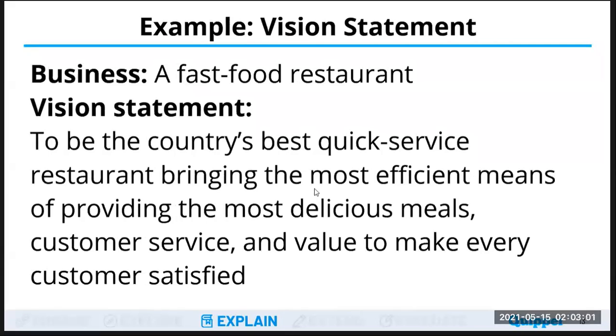Yan, sample ng vision statement. To be the country's best quick service restaurant, bringing the most efficient means of providing the most delicious meals, customer service, and value to make every customer satisfied. Yan. So yung customer satisfaction, and then yung the word na providing the most delicious, and then to be the country's best quick service. Ayan yung mga keywords na dapat natin i-consider pag nag-create tayo ng vision statement.